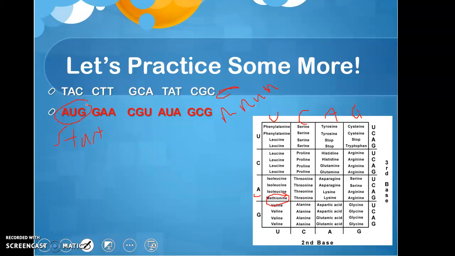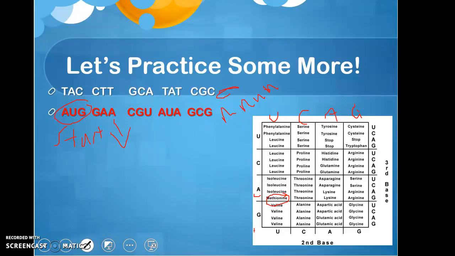All right, let's find GAA. So I'll give you a second for that. I use my left pointer over here to find G. I come up to the top. I find A. I bring them together. GAA is glutamic acid.